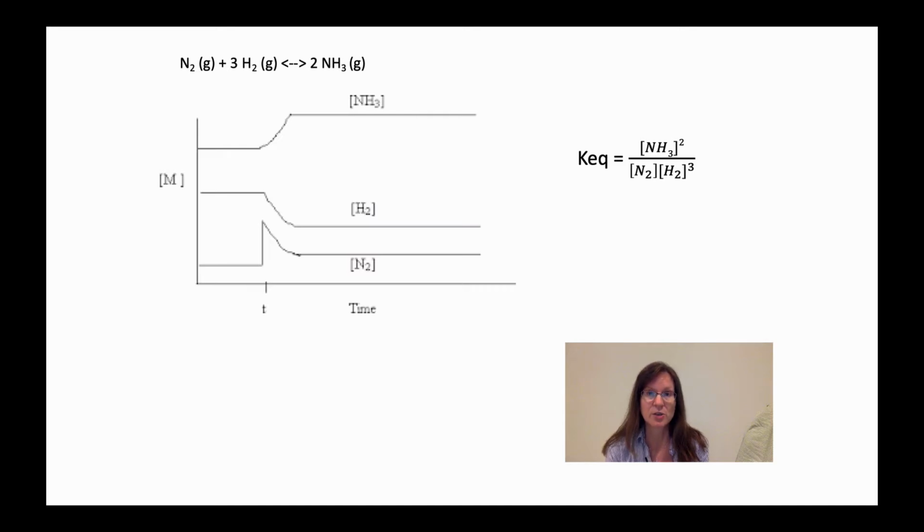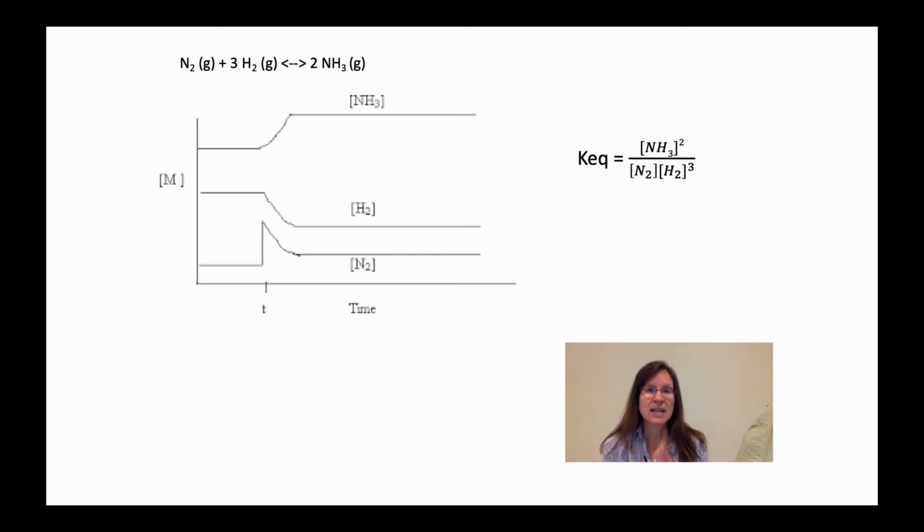What we can see at the start of this graph is that you've achieved equilibrium. And you can tell that because the concentration amounts, since it's a graph of concentration, are constant, they're not changing. So I know I've reached equilibrium.